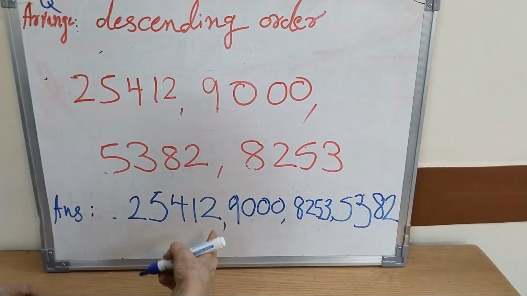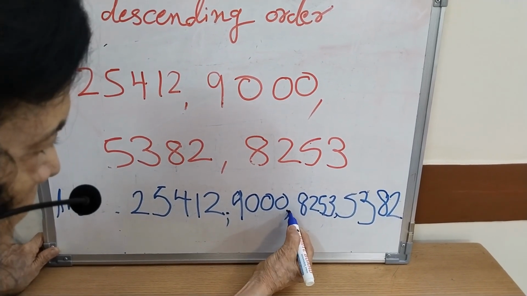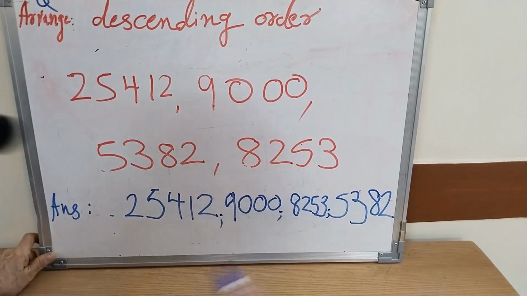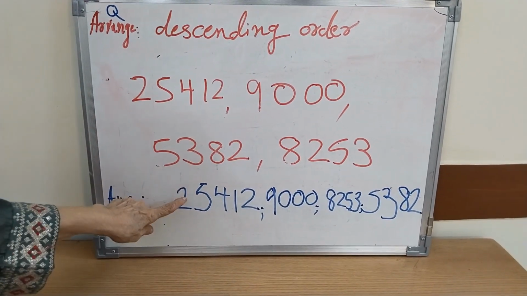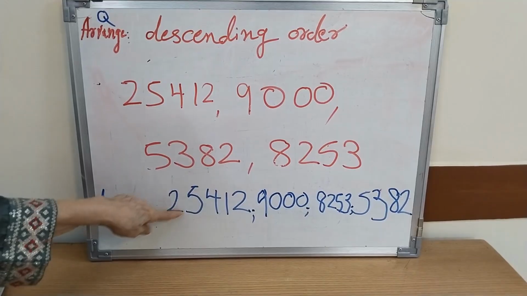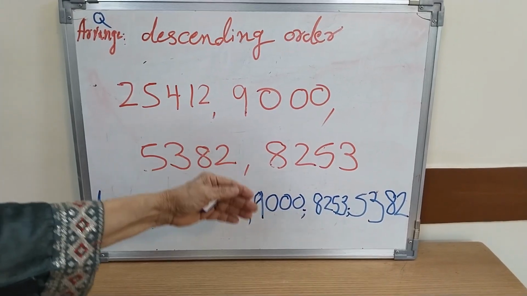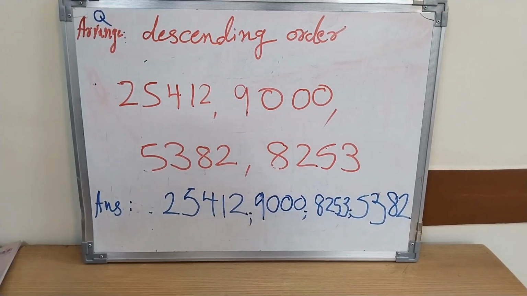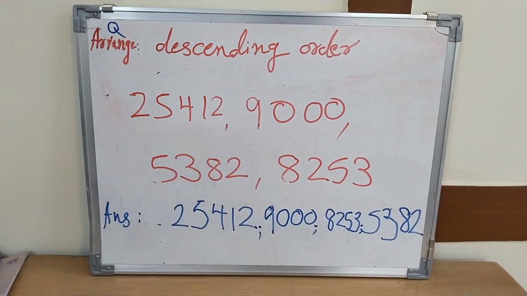Now turn these commas into semicolons for giving the final answer. So this is our answer. Biggest unit 25,412 and it goes on decreasing gradually and that is called descending order.